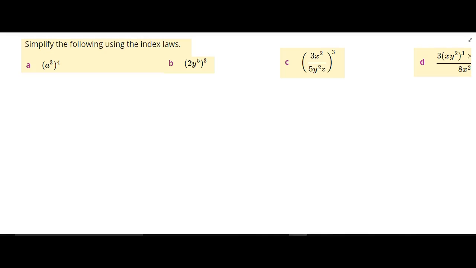Okay, some more example problems for 3F. So let's go into some more complex stuff that you'll be doing in a short time. So this first one here, a to the power of 3 to the power of 4.